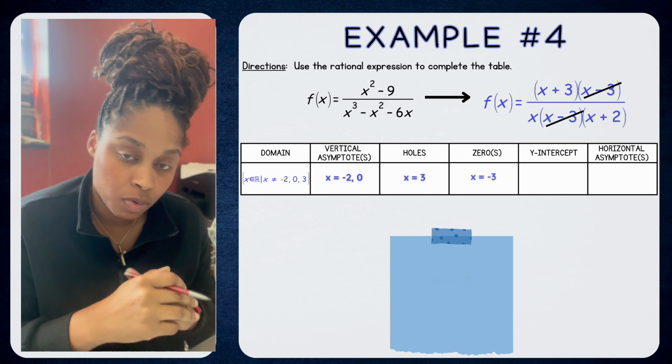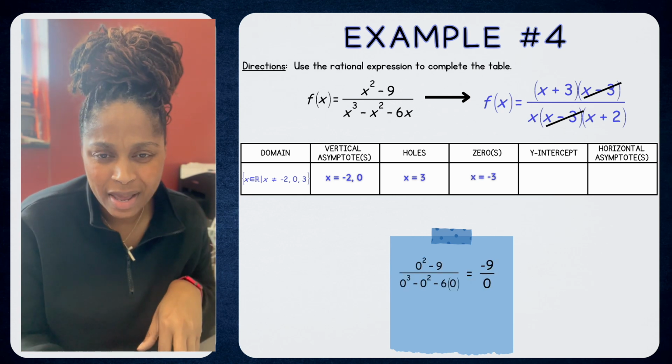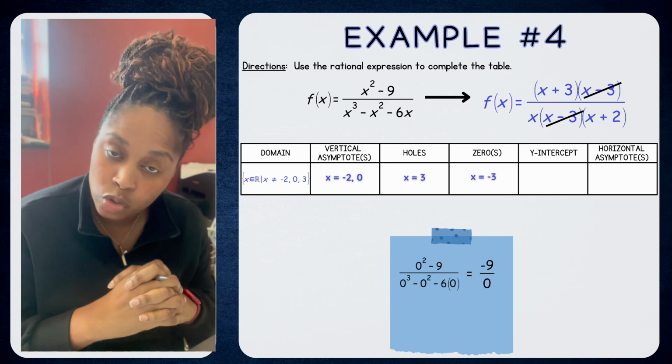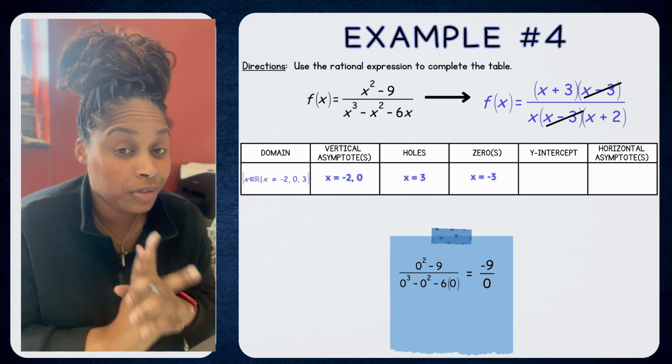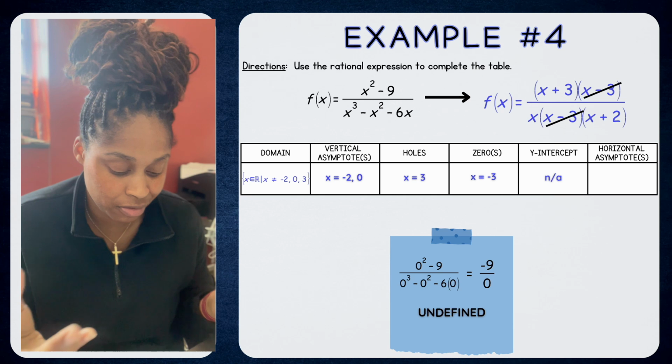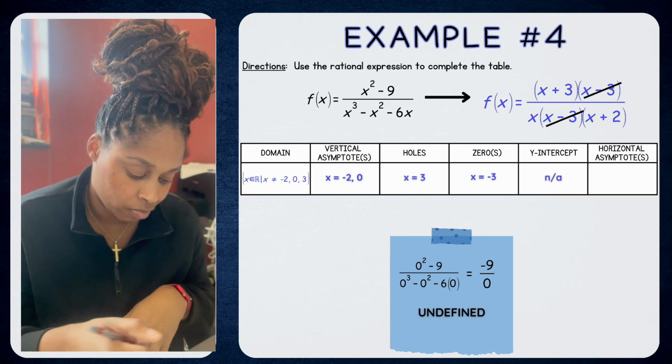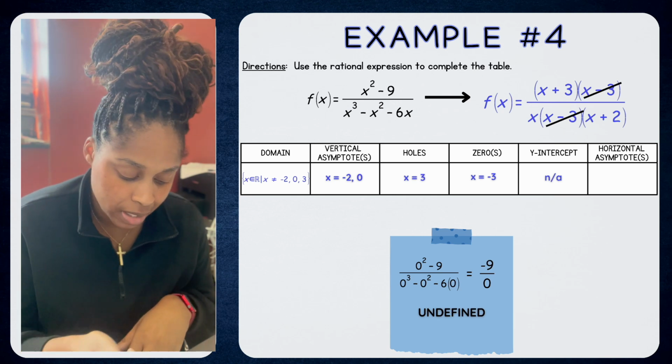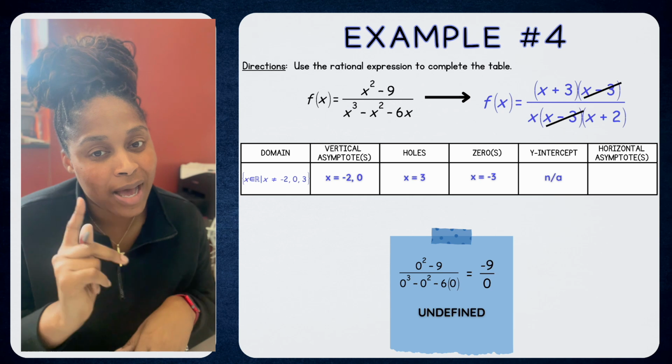For our y-intercept, we're plugging in 0 for x. We get -9 over 0. So do we have a y-intercept here? No, we don't, because we have a 0 in the denominator, which means that it's undefined at 0. There is no y-intercept, which is what we expect, right? Because when x equals 0, we have a vertical asymptote.